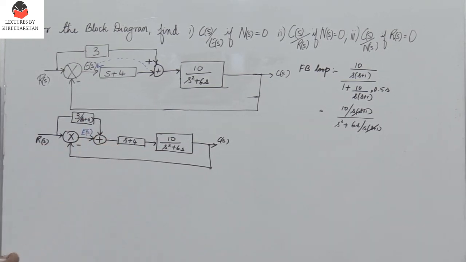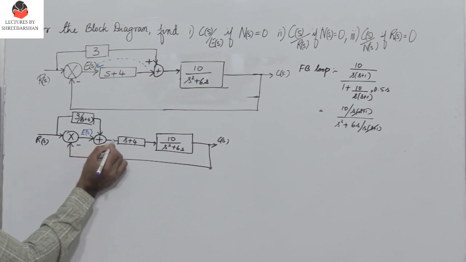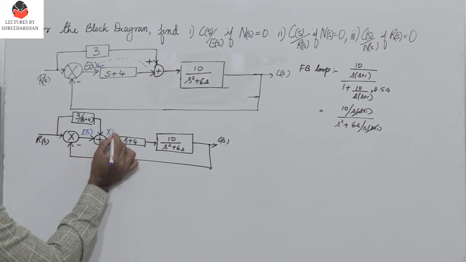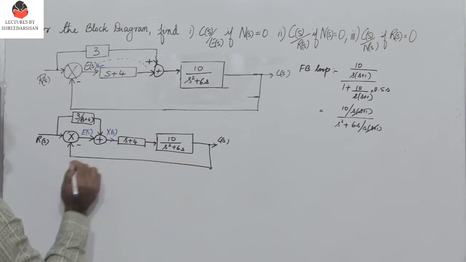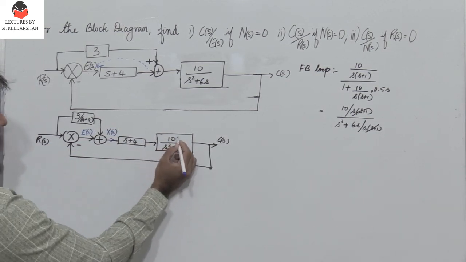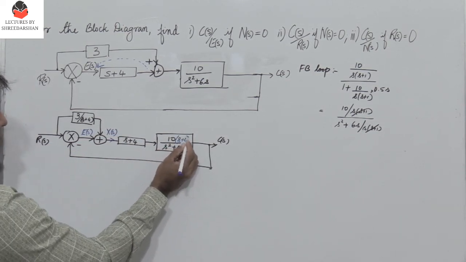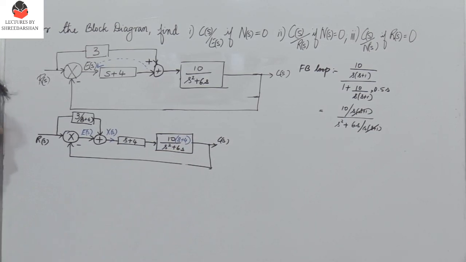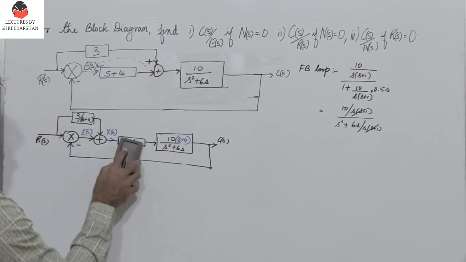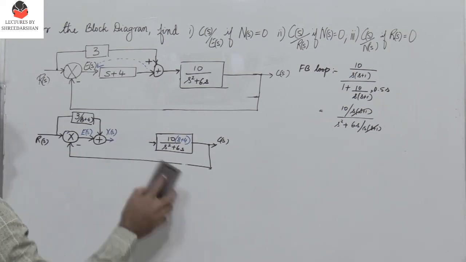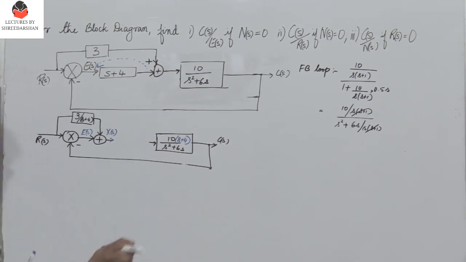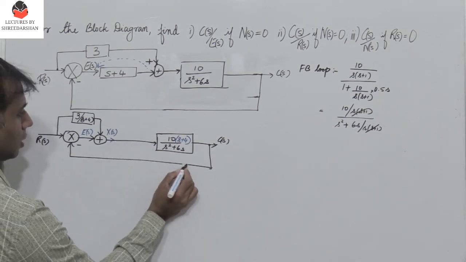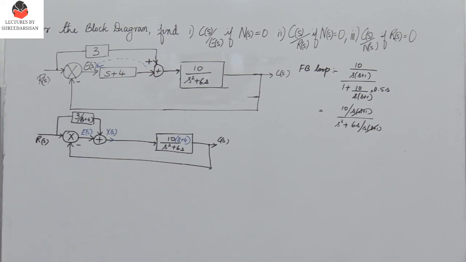Alright. So now let me consider the output of this summer. Let me call this X(S). Now these two can be multiplied. So I get 10 into (S plus 4). So then I can remove this block. So finally I get this block diagram. So I need to find C(S) by E(S).